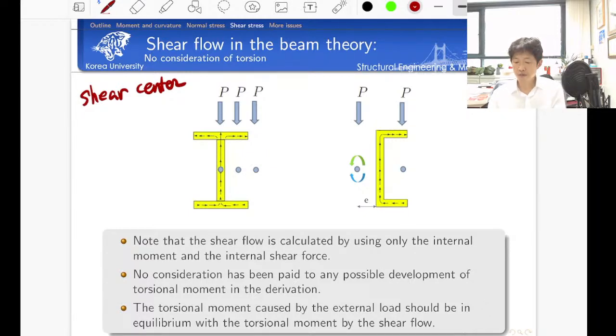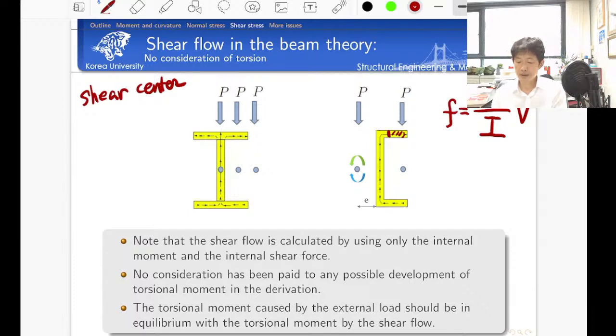When we calculate the shear flow, the formula is: shear force, and we consider the point where we calculate the shear flow. So we consider the first moment, and then we need the information of the overall section, represented by the second moment of inertia, and then we multiply by the shear force.